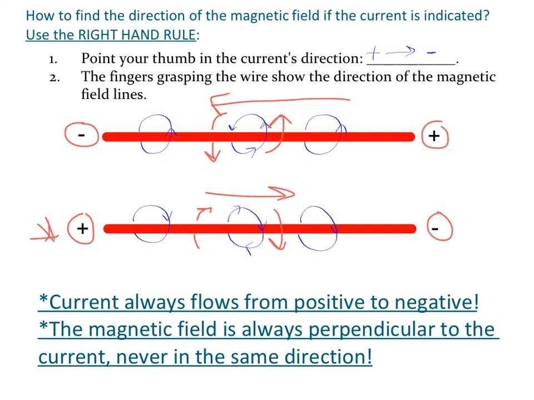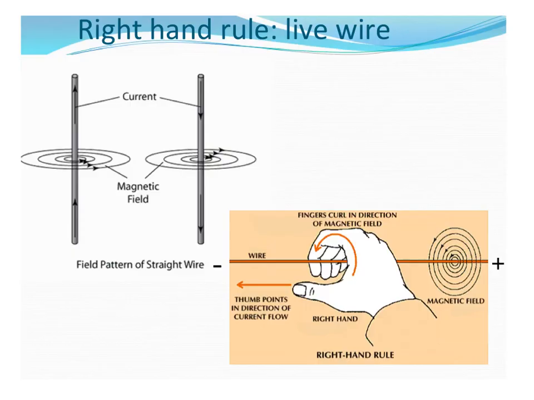So the current always flows from positive to negative, and the magnetic field is always perpendicular to the current, never in the same direction. You can use this slide to practice your right-hand rule, and you can use the 2 vertical wires and try to find where the positive and negative ends of those wires are.